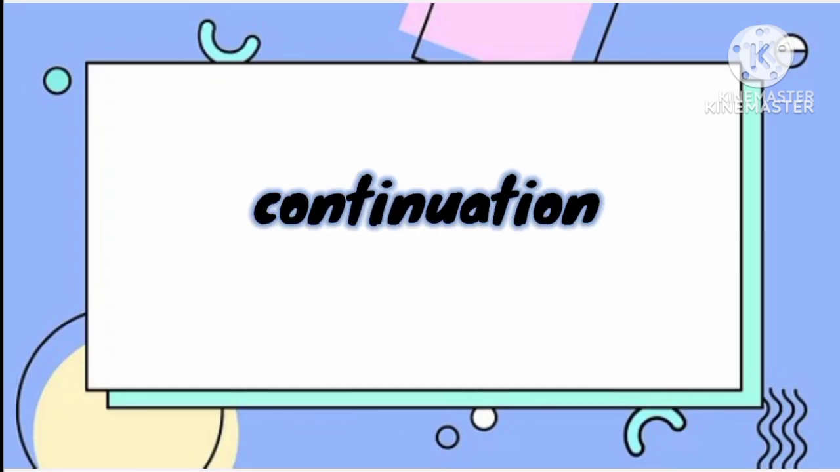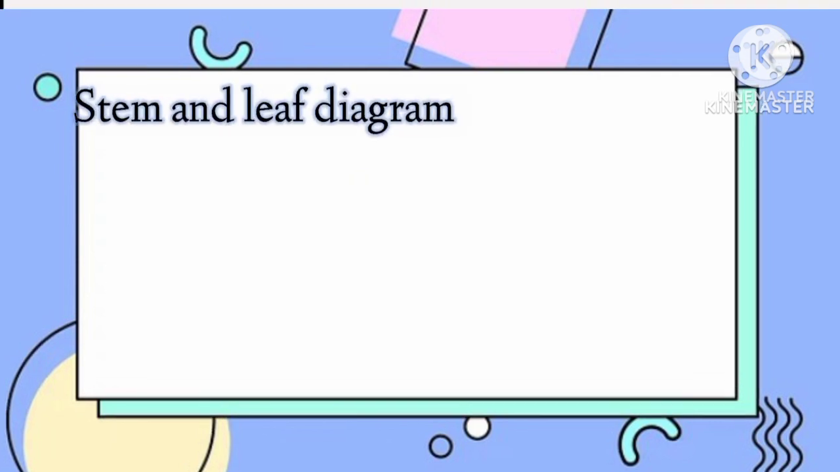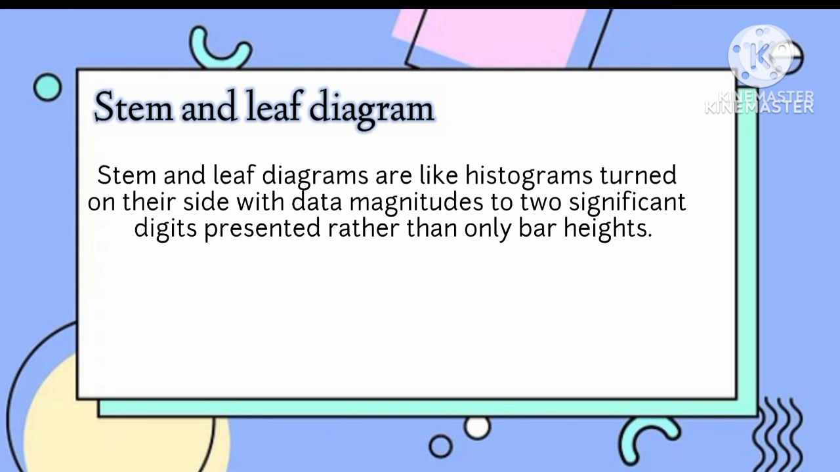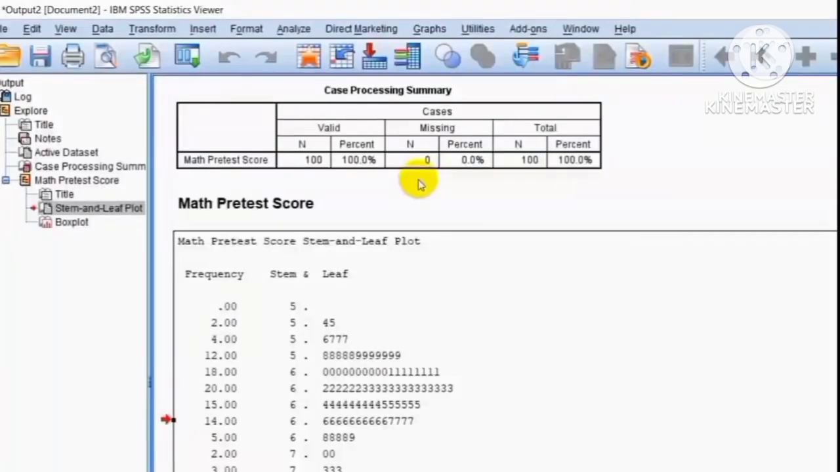Hello, so this is the continuation report of the concepts of probability. So let's start with stem and leaf diagram. Stem and leaf diagrams are like histograms, turned on their side with data magnitudes to two significant digits presented rather than only bar heights. Para mas maintindihan, magbibigay ako ng example.